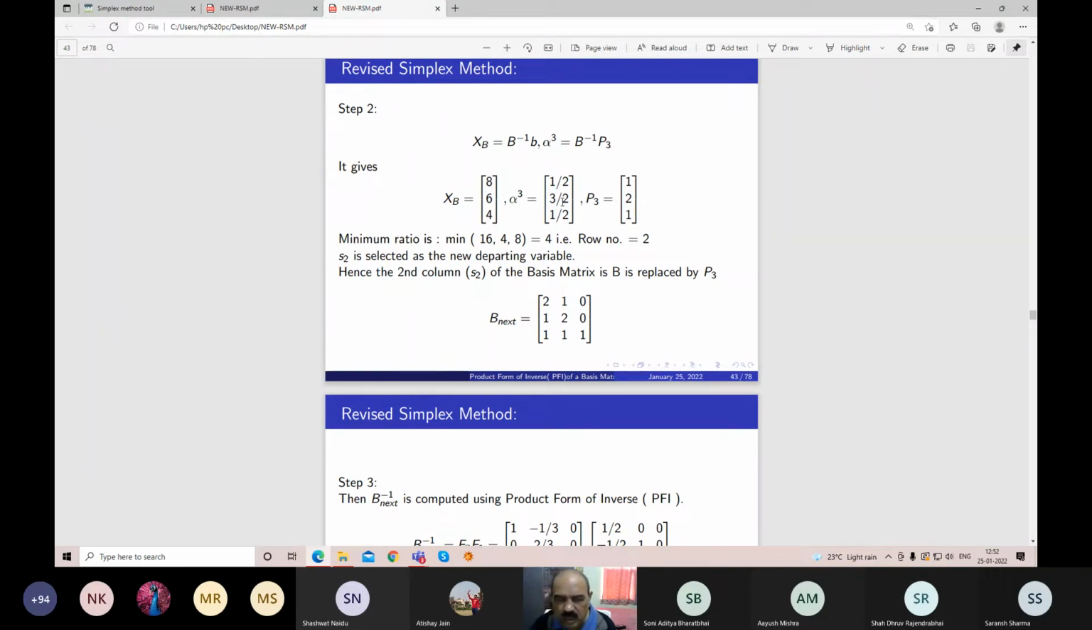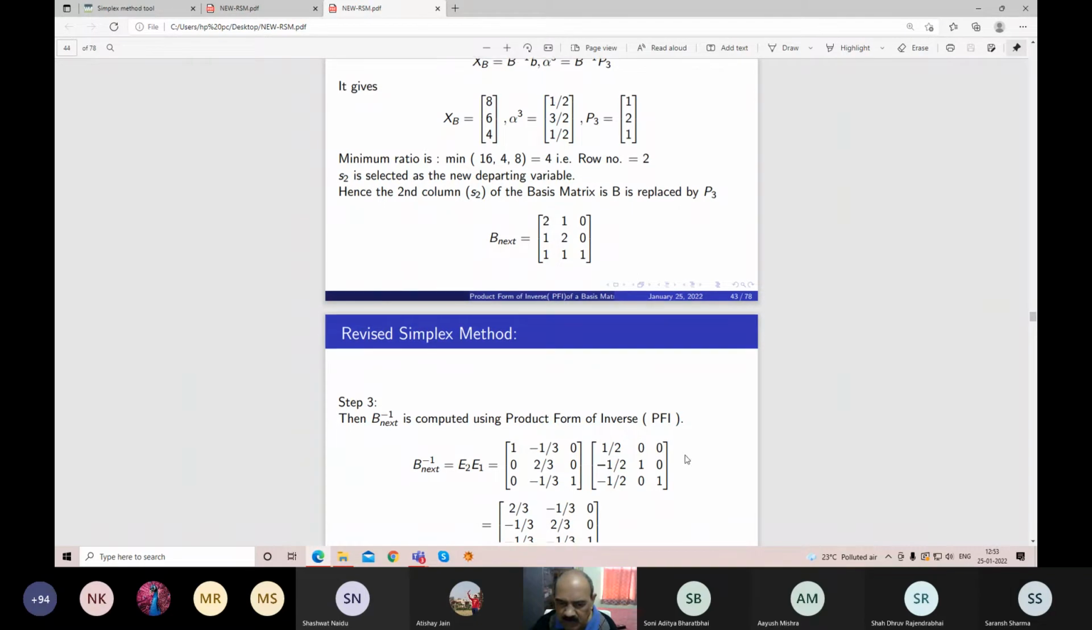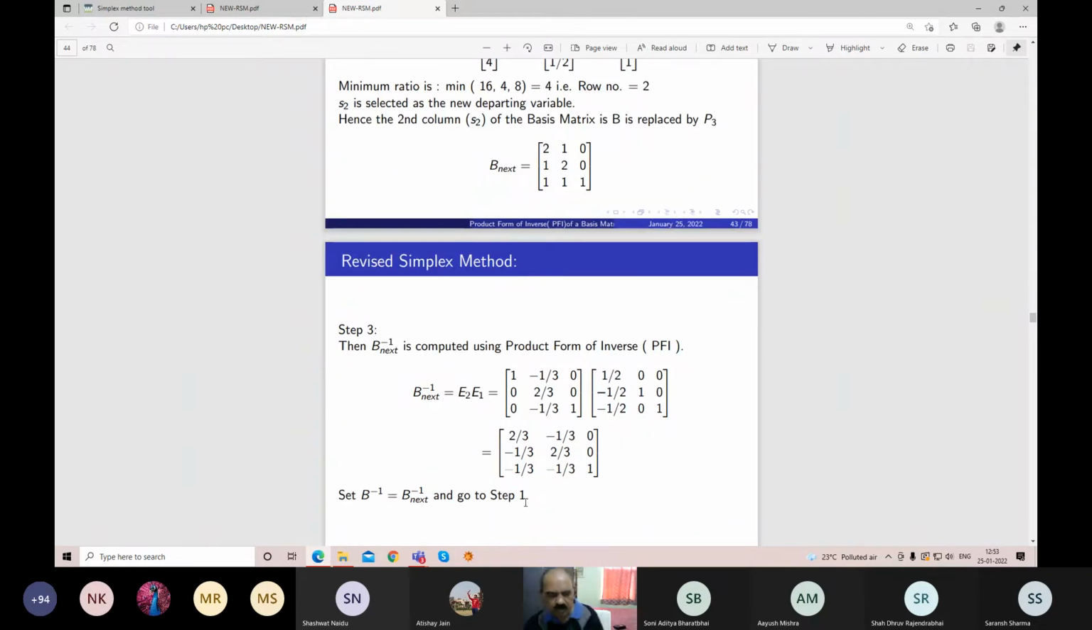Now, the middle element is our pivoting element. So this middle element will be reciprocal. So this 3 by 2 is becoming 2 by 3. Then you divide the others with a minus sign. Then the first element is becoming minus 1 by 3, and the last element is also becoming minus 1 by 3. So the middle column elements are minus 1 by 3, 2 by 3, minus 1 by 3. This is our E2, and already we have got E1 earlier. So if you multiply, this is our inverse.